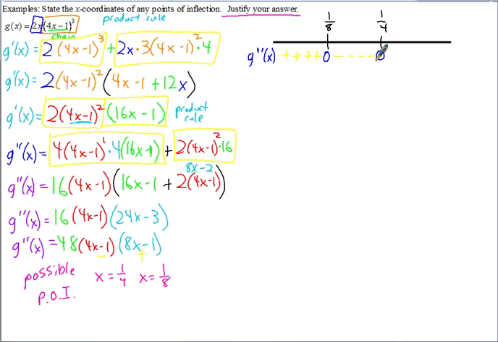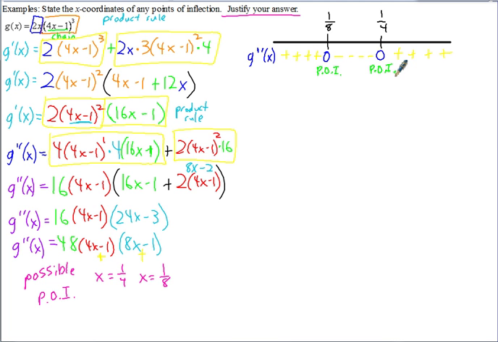Negative. And greater than 1/4, you can test 1. 1 times 4 is 4 minus 1 is positive. 1 times 8 is 8 minus 1 is positive. Positive times positive is positive. We could write down where it's concave up and concave down, but it's not asking us to state the intervals, just the points of inflection, x-coordinates, and justify our answer. We can tell just from this, notice at 1/8, the second derivative switches from positive to negative, so that's a point of inflection. And at 1/4, the second derivative switches from negative to positive, so that's also a point of inflection.